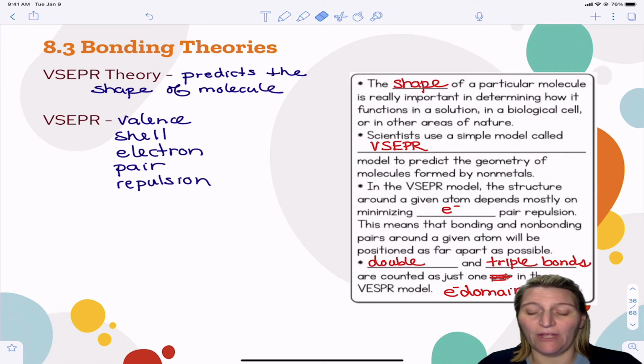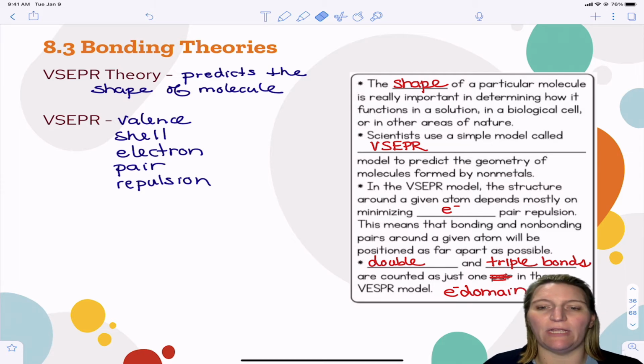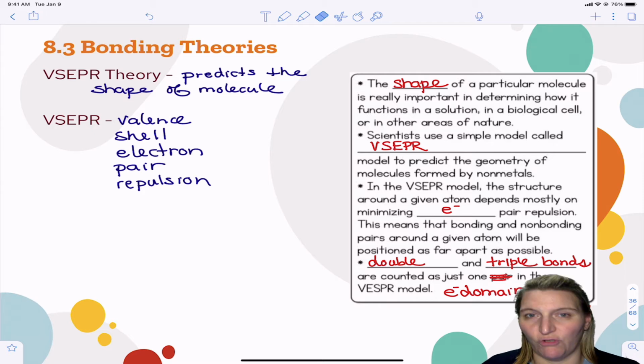Hi again. So we are continuing our discussion about bonding theories and really looking into the heart of the matter, which is the shape of molecules. The theory that determines the shape of molecules is something called VSEPR theory. VSEPR theory stands for valence shell electron pair repulsion. Think of what that wording means.